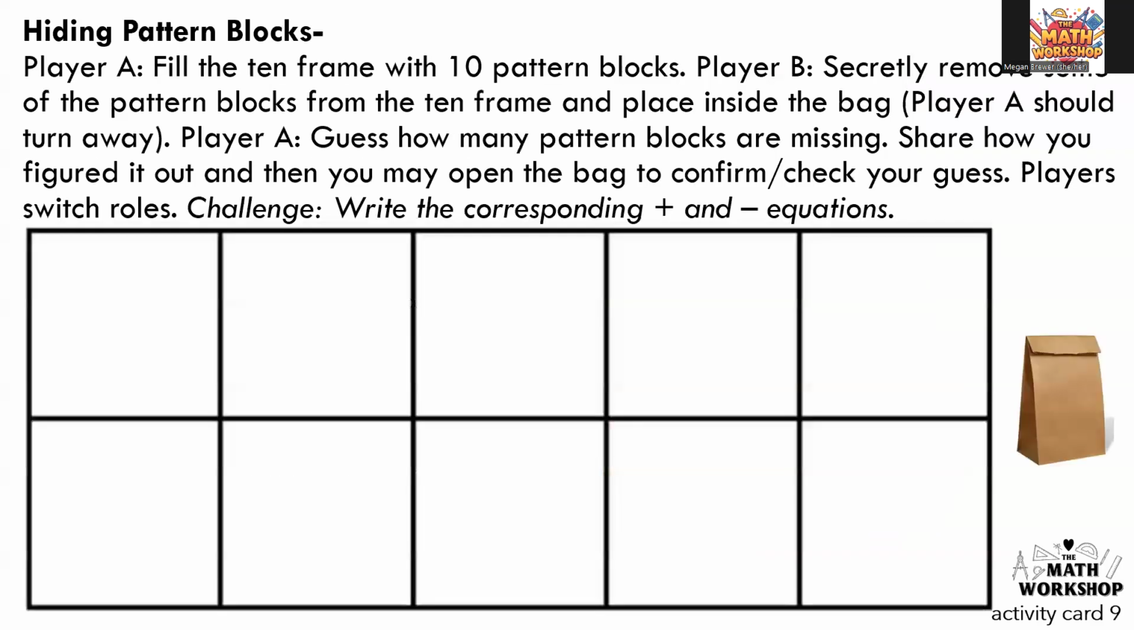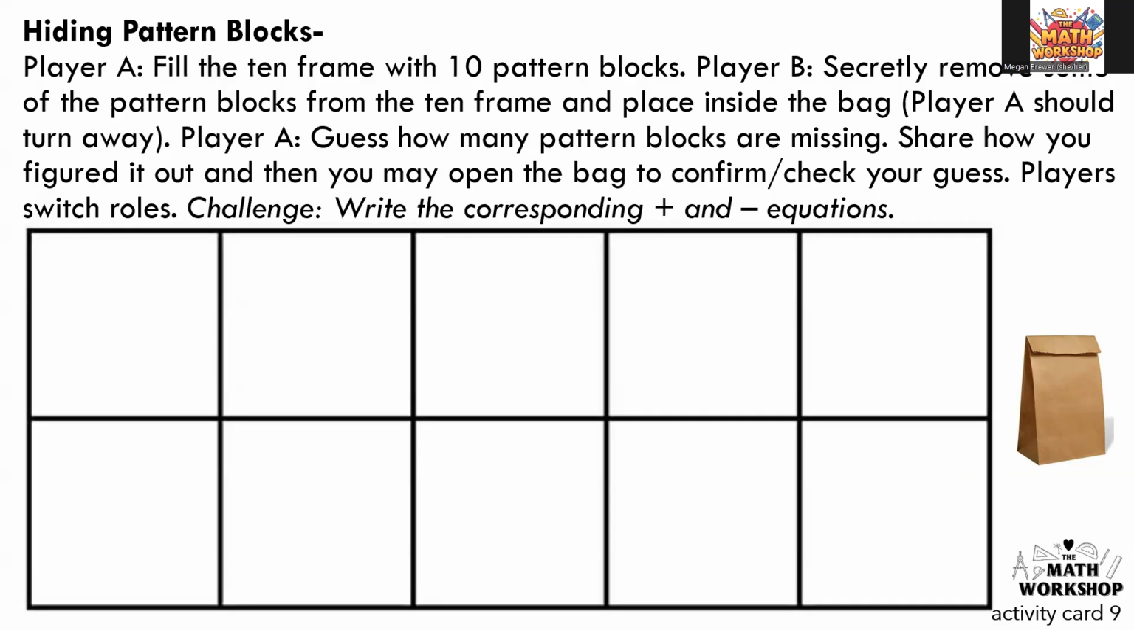This is another fun one, still using the brown bag. So you have player A fill the 10 frame with 10 pattern blocks. It doesn't matter what they are, it just matters that there's 10. So there's one pattern block in each of the squares in the 10 frame. Then player A needs to turn around or leave the room or not look. And player B is going to secretly remove, without player A seeing, some of the pattern blocks from the 10 frame.